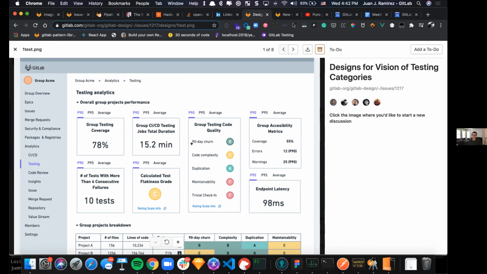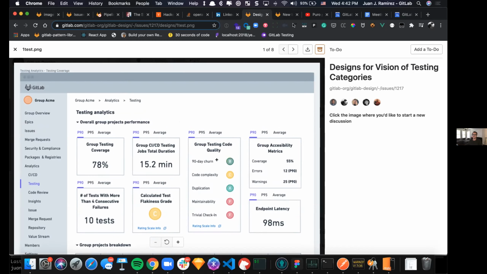Ultimately, I think that many of these things are signals that help people to rethink their testing in such a way that they keep shifting to the left, which I think is the goal.